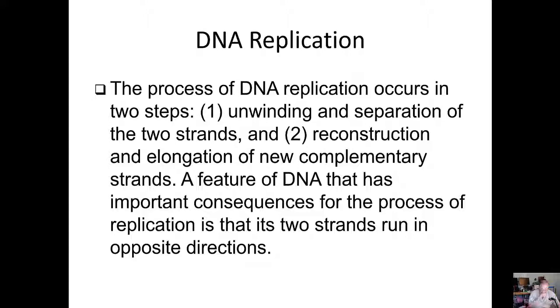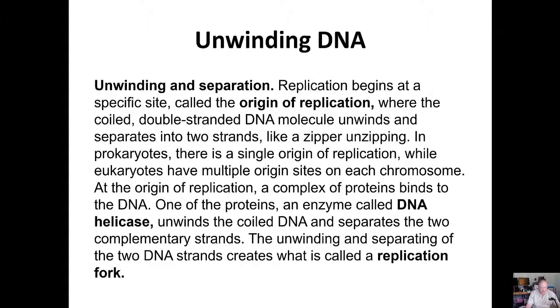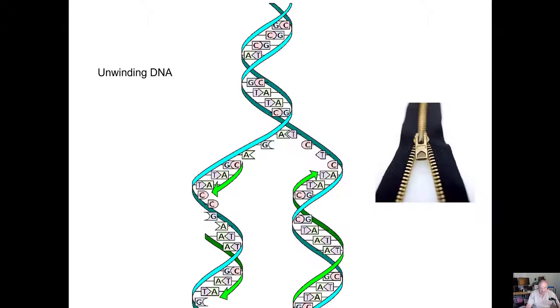So let's go over it verbally first. The process of DNA replication occurs in 2 steps. We have to unwind it and separate it, unzip it, and then the reconstruction and elongation of a new complementary strand. So we'll go over each of those. Unwinding and separation: you can go into damaging the DNA. Obviously you've got to unzip it, and you can see which way the arrows go as far as the 3', 5', but it's very much like the analogy with a zipper.